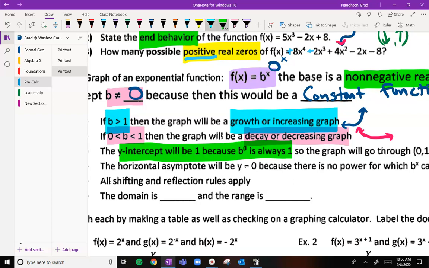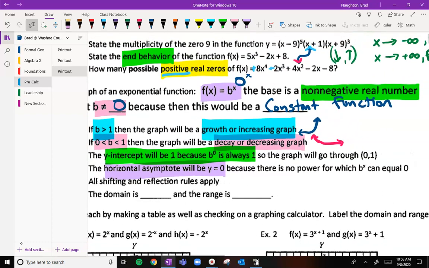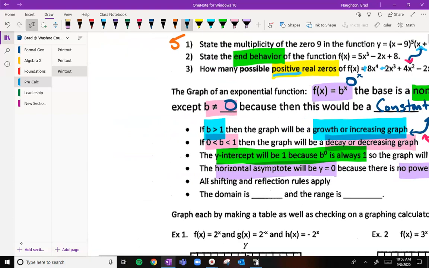We're going to talk a lot about asymptotes. So remember, as we talked about in the last unit, asymptotes are going to be lines the graph approaches and rarely crosses. And the reason why we're going to have an asymptote is because there's no power of x that's going to give me 0. Okay? So our shifting rules can apply, and we're going to investigate that, but it can look like this.